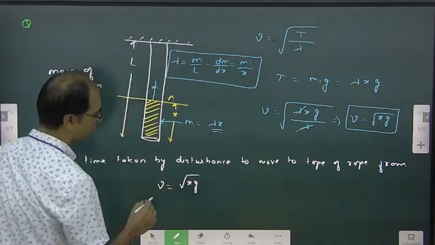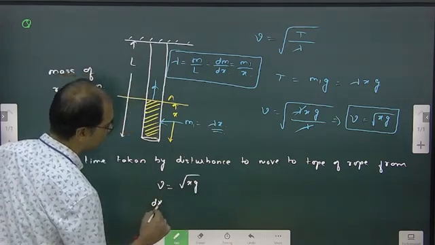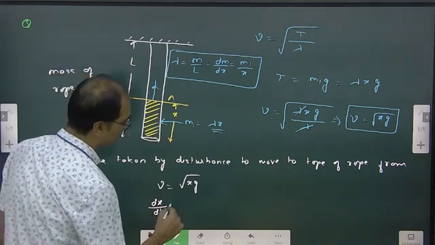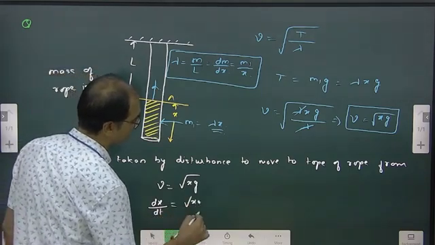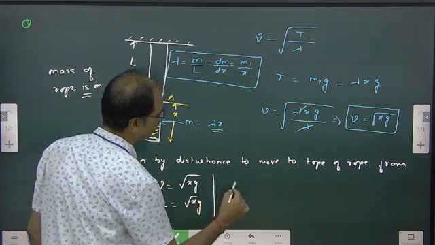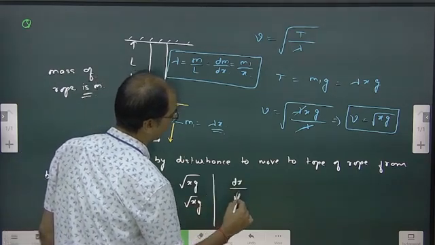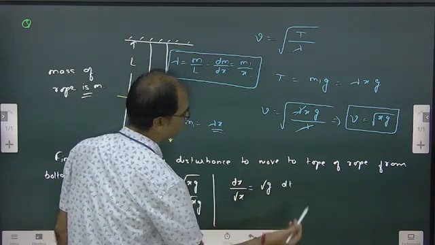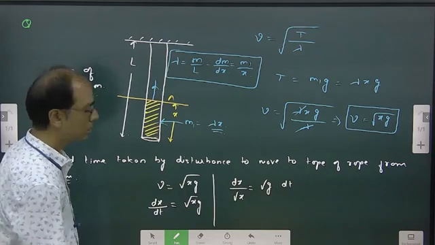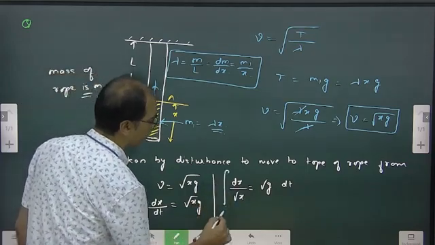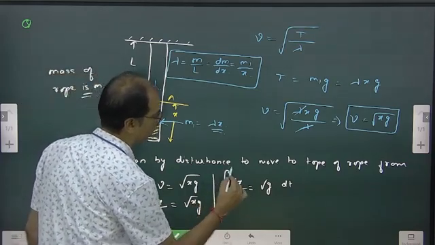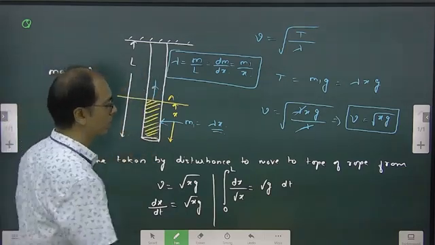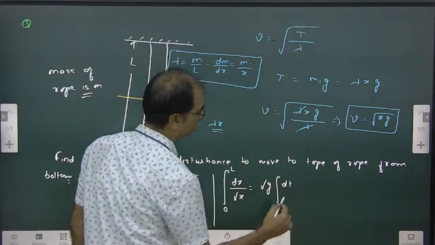This V is equal to root xg we are writing. This V I am writing as dx by dt, because it's changing. So dx by dt equal to root xg. Then what next? Dx by root x equal to root g dt. That's all. Done. From where to where? From 0 to L, from here to here. And time 0 to t.